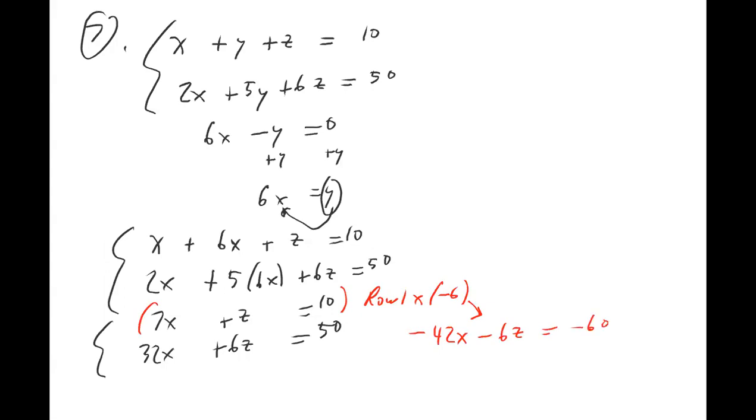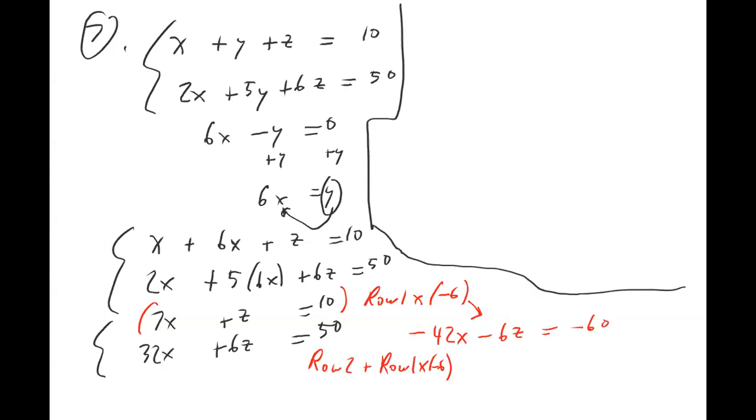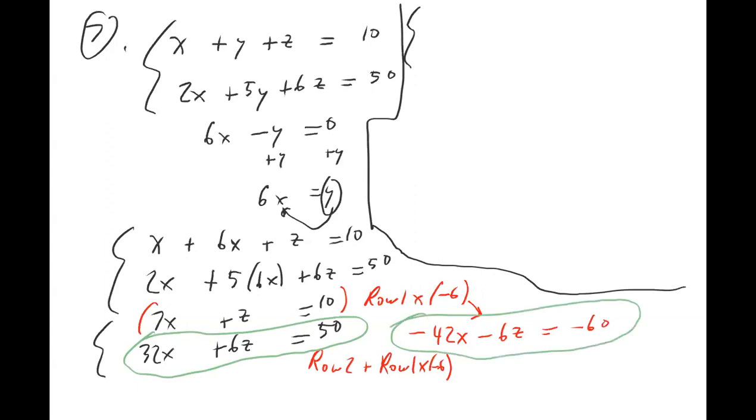Then I'm going to take row 2 plus row 1 times negative 6. And if I do that, I'll get a new second row, which is equal to this second row, right, row 2, plus this, row 1 times negative 6. So when I add those two green equations together, I'll get negative 10x, and then 6z plus negative 6z is nothing. And then equals 50 plus negative 60, which is negative 10.